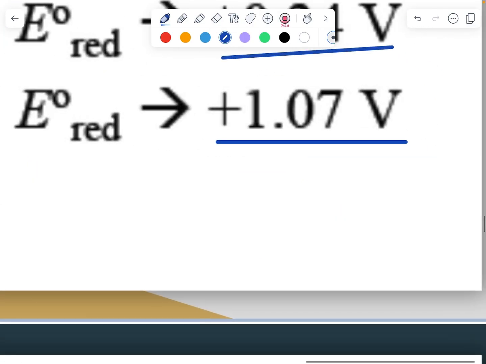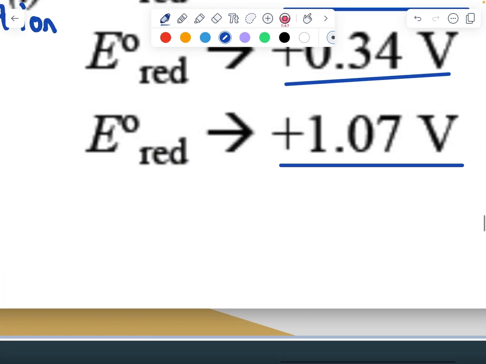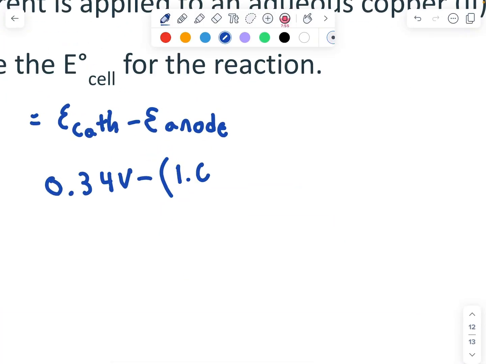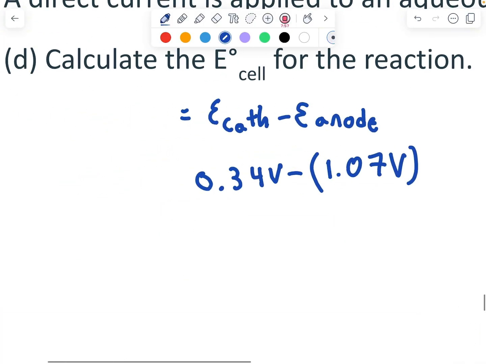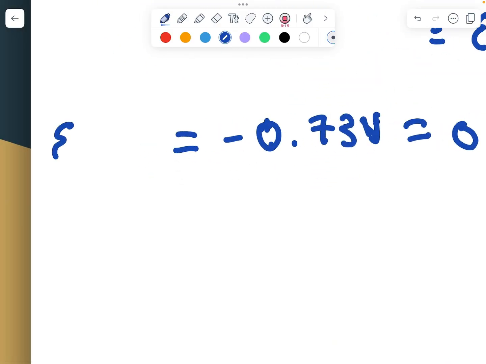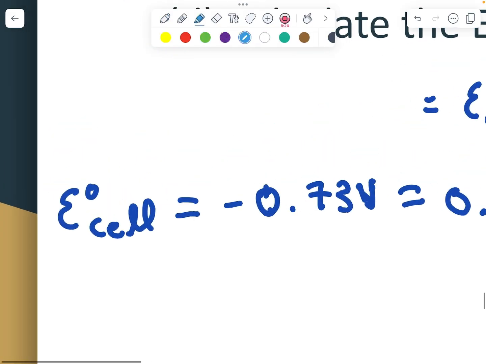So then we said that our bromine was getting oxidized, and so we're going to use this reduction potential and say 1.07 volts. Down here, 1.07 volts. And this will equal 0.34 minus 1.07. It'll equal a negative 0.73 volts. I don't know what's going on with my pencil. Negative 0.73 volts, which equals our overall cell potential, and that's, we say E naught cell, just our overall cell potential for the overall reaction.